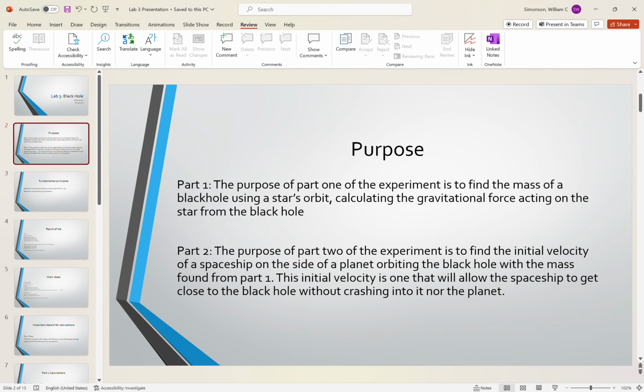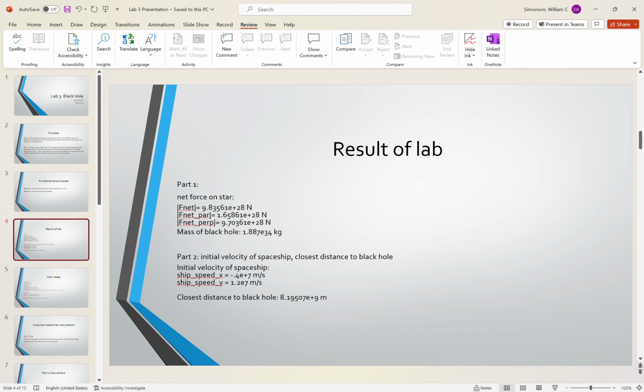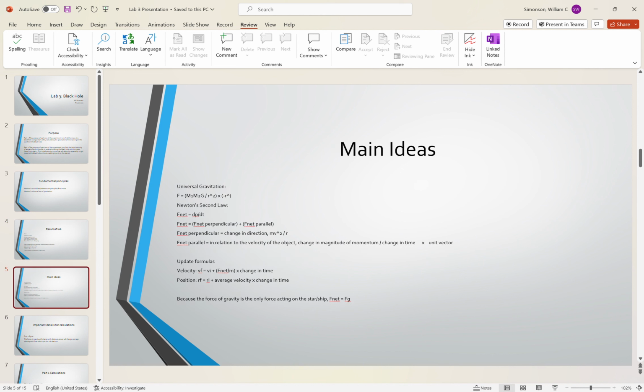Fundamental principles are Newton's second law, which is F net equals ma, and Newton's universal law of gravitation. The results: we found the net force on the star and the mass of the black hole in Part 1, and in Part 2 the initial velocity of the spaceship and the closest distance to the black hole.